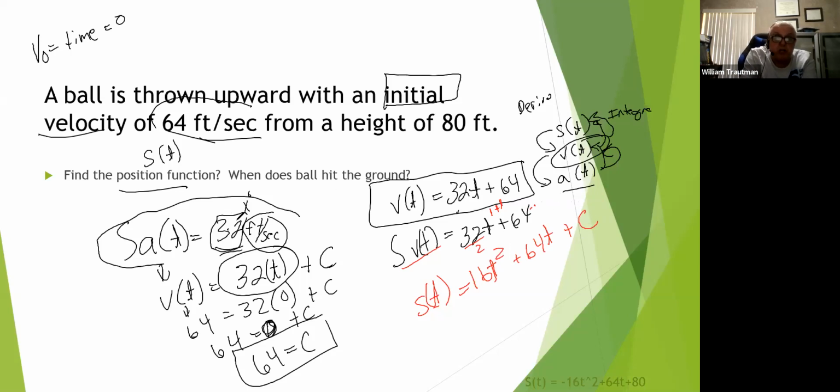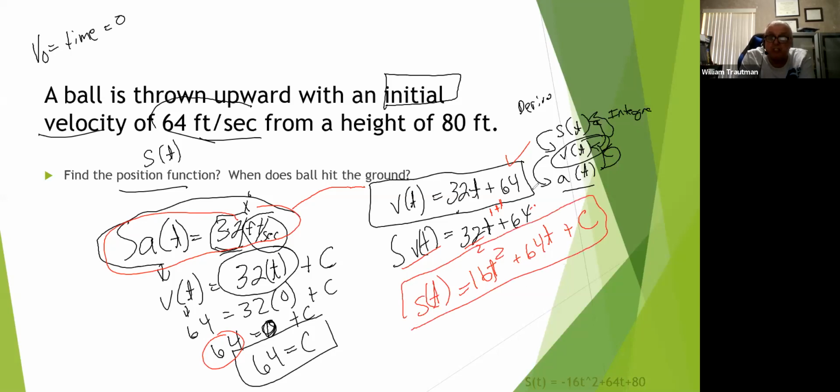So we started off with the acceleration function. We took the derivative and we plugged in the initial velocity as 64, and we found c is 64. We integrate this, and this is our position function. This is not our answer, though, because I have to plug something in here. It says initially the height is 80.